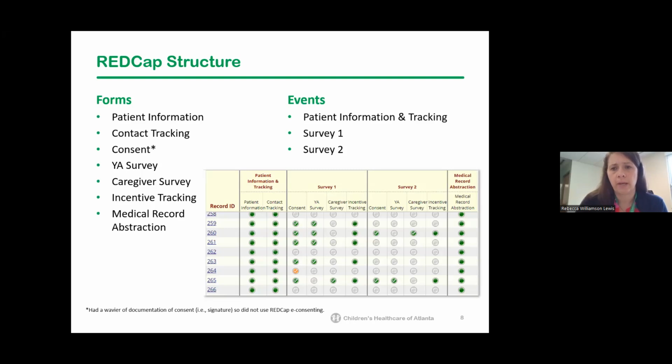There were forms for patient information, tracking, consent, young adult and caregiver surveys and incentives, and medical record abstraction. And these survey forms were then assigned to the events of parent and patient information and tracking, survey 1, survey 2, and medical record abstraction. And you can see the study dashboard that clearly shows which participants completed the survey and which version they completed.